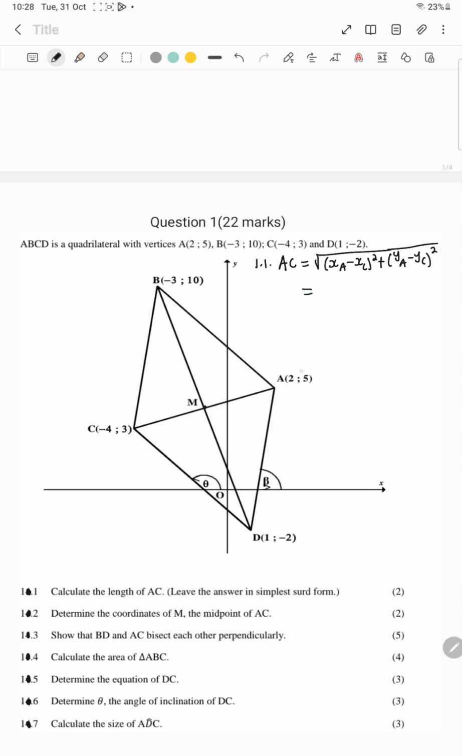This is going to be equal to, so x at A is going to be 2, and then x at C is minus 4. So negative times negative is positive, so it's going to be a positive 4. Plus your y at A, which is going to be 5, and then your y at C, which is going to be 3. If you work this out, 2 plus 4 is 6. So this is going to be 36 plus 4, which is the square root of 40, and you need to leave the answer in surd form. So that's going to be 2 square root of 10.